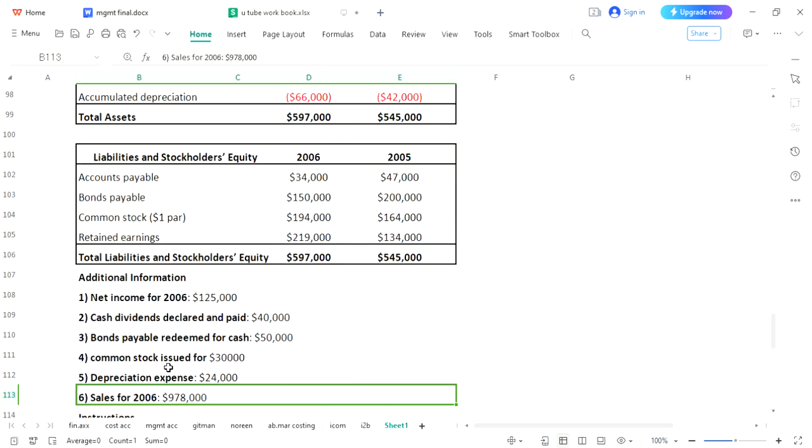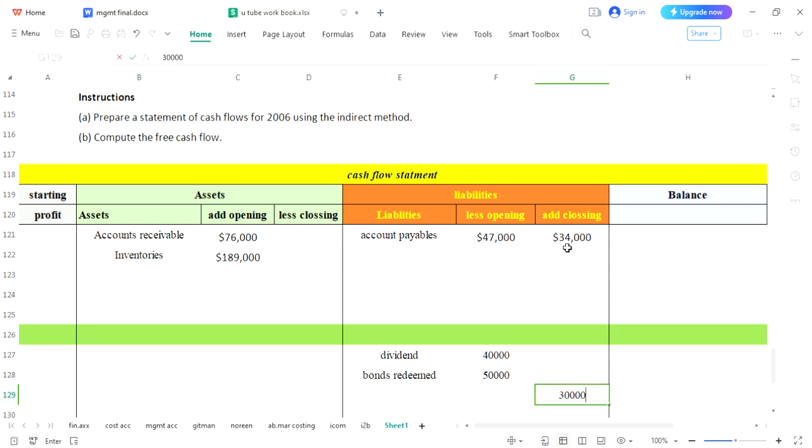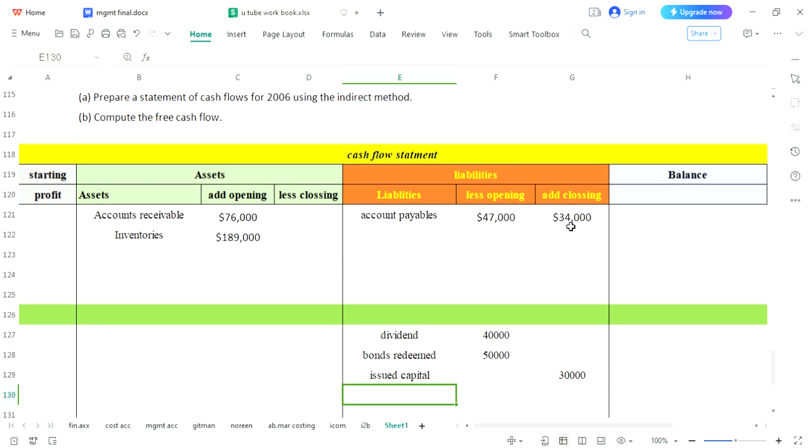Now, common stock issued. Common stock means capital. Capital issued means cash to capital. Cash is coming in. Capital is your liability. Cash is increasing. Here, your cash would be increased by this column. So 30,000 you are going to write as it is, your issued capital. You have issued capital, received cash. Capital is liability, you have chosen the liability side, and cash is received, cash is increasing, that is why you have chosen the add column.